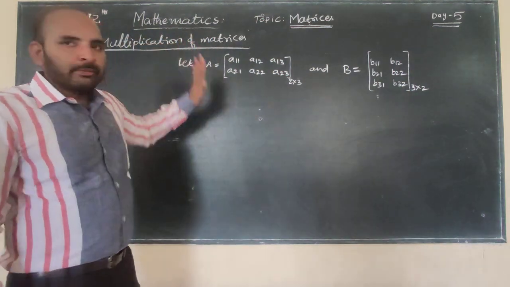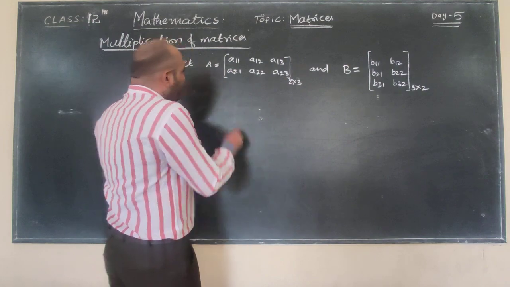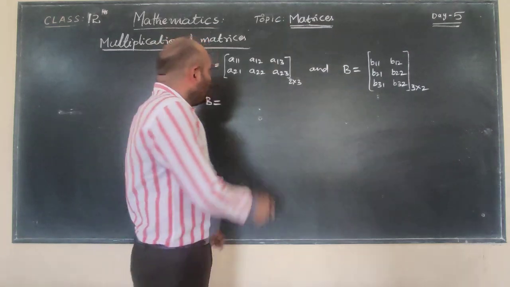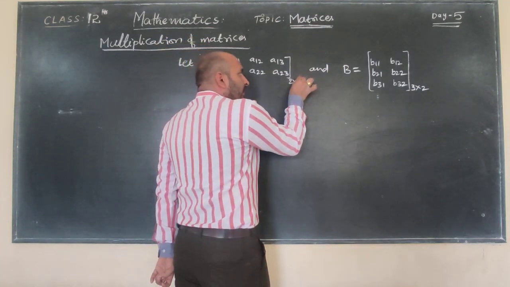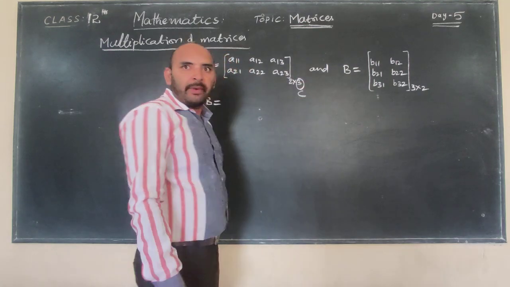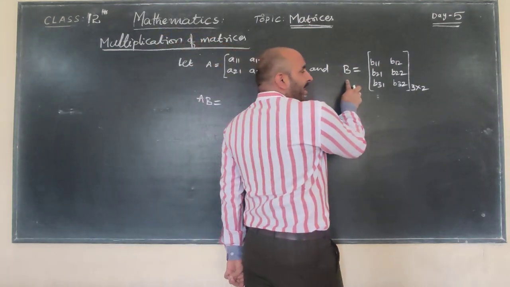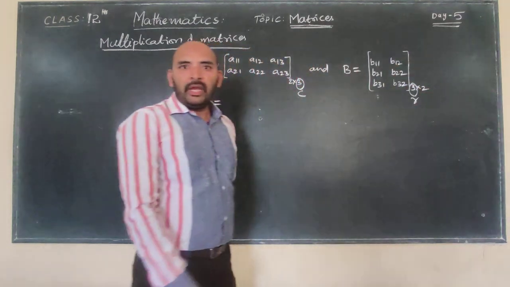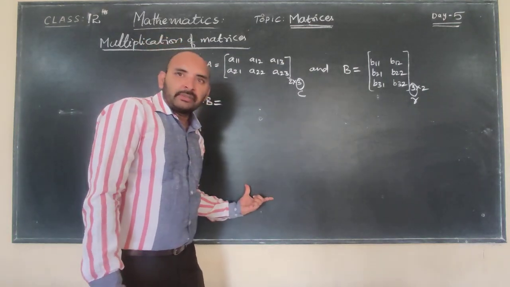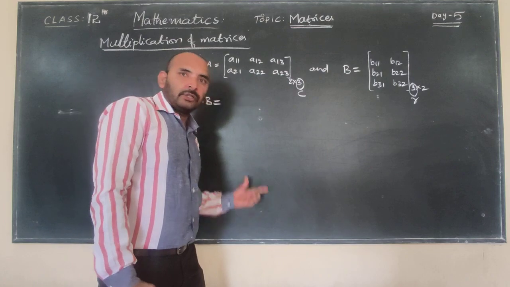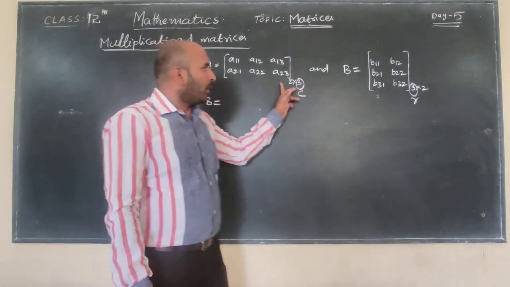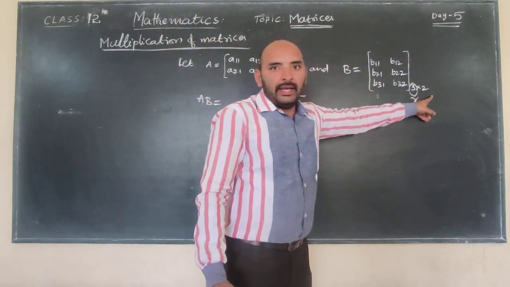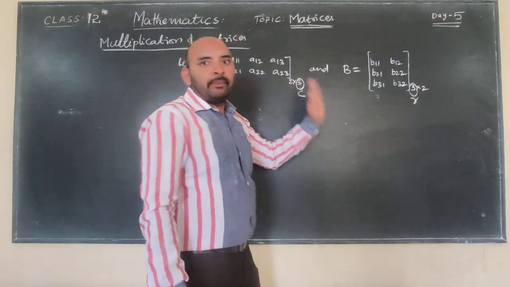According to the definition of matrix multiplication, the product AB must be defined. For the first matrix, the number of columns is equal to the second matrix's number of rows. Then the resultant matrix, the AB matrix, gives the order 2 cross 2. This is m cross n, this is n cross p, and the product of the matrices gives m cross p.